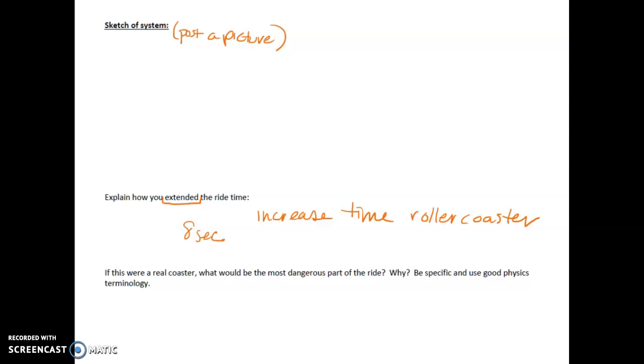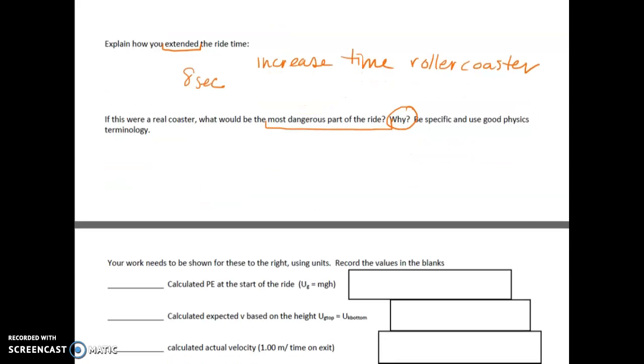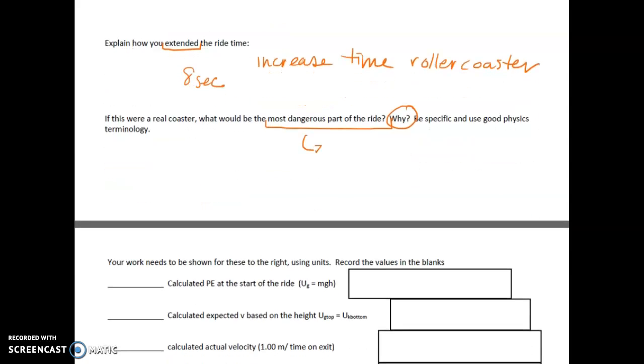Okay. And then if this were a real roller coaster, what would be the most dangerous part of the ride? Why did you choose that? And it says be specific. Maybe this most dangerous part of the ride, while you were testing it, the marble flew off 5 or 6 different times. That would be pretty dangerous.